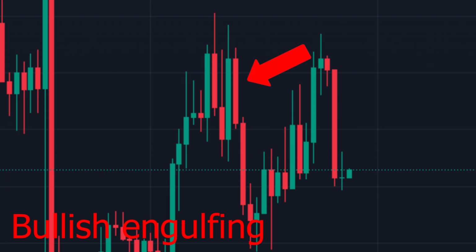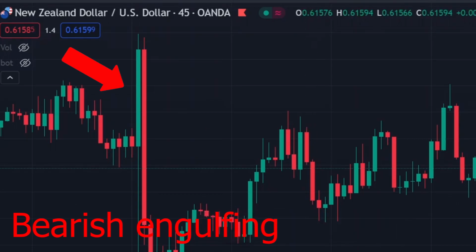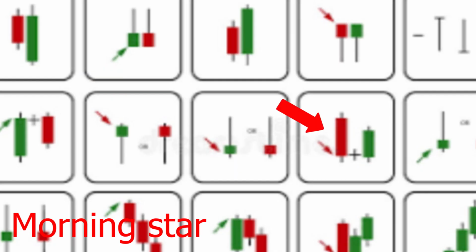Now, I'll briefly explain what these patterns are, and you can pause the video and look at them in more detail if you want. A bullish engulfing is a bullish candlestick whose body is bigger than the previous candlestick that's bearish. A bearish engulfing is the same, but the colors switch. A morning star is a non-doji bearish candlestick followed by a doji and then a non-doji bullish candlestick.